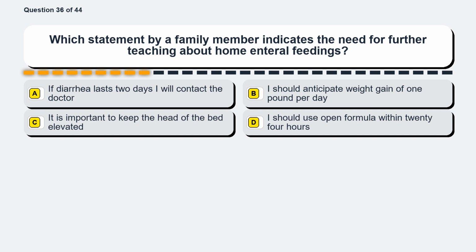Option A, if diarrhea lasts 2 days I will contact the doctor. Option B, I should anticipate weight gain of 1 pound per day. Option C, it is important to keep the head of the bed elevated. Option D, I should use open formula within 24 hours.